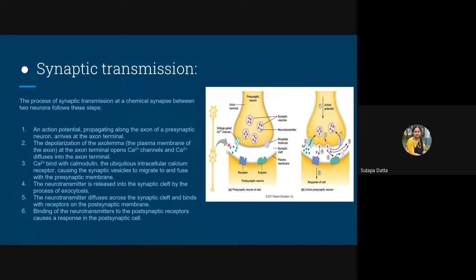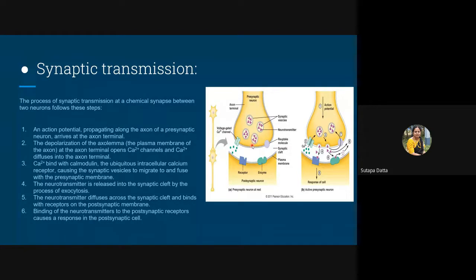Whenever there is calcium influx, calcium will bind with a calcium binding protein known as calmodulin. Upon binding of calcium with calmodulin, it causes the synaptic vesicles, which are preloaded with neurotransmitters, to migrate to the very close proximity of the presynaptic membrane. Whenever they come closer to the presynaptic membrane, they then fuse with the presynaptic membrane.